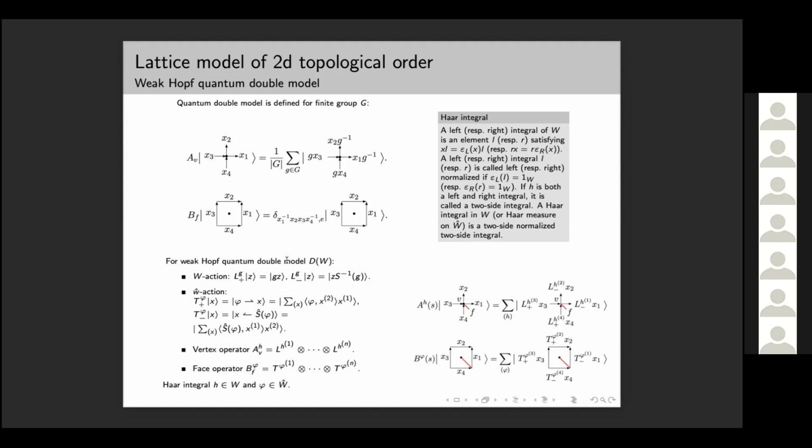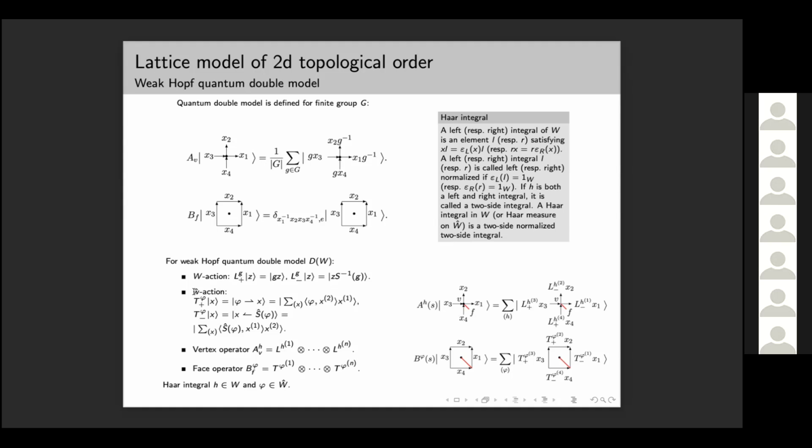And for the weak Hopf quantum double model, we use this Hopf integral to construct the vertex algebra and the face algebra. For each edge of the given lattice, we put the weak Hopf algebra W. And we know that this W is a W left module. There are two left actions. The first one is the regular action from the left-hand side. The second one is from the right-hand side, and we can use the antipode to transform it into a left action.